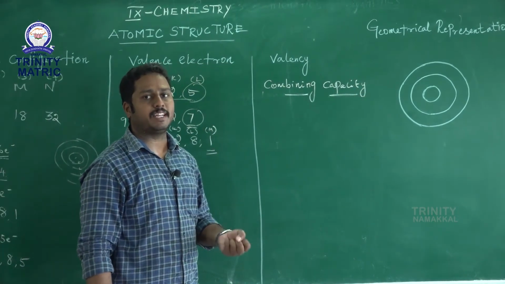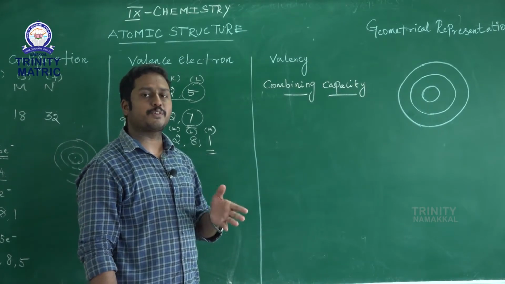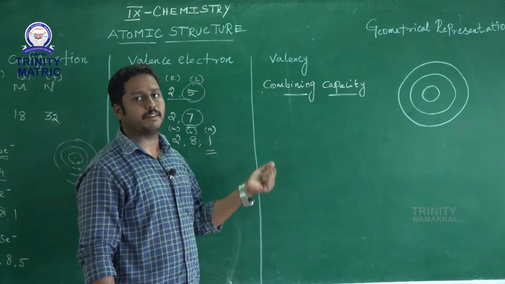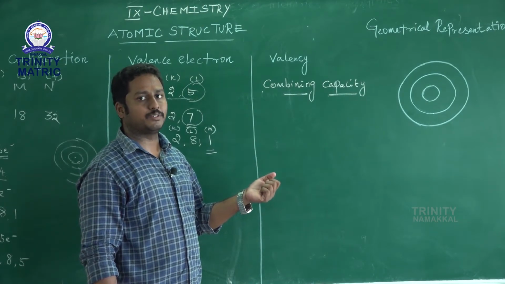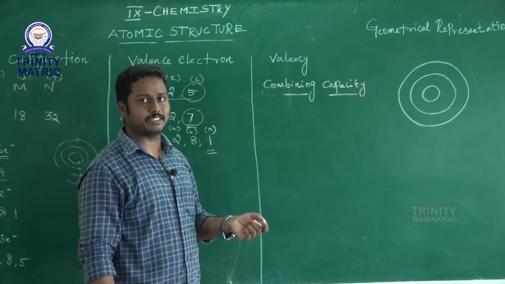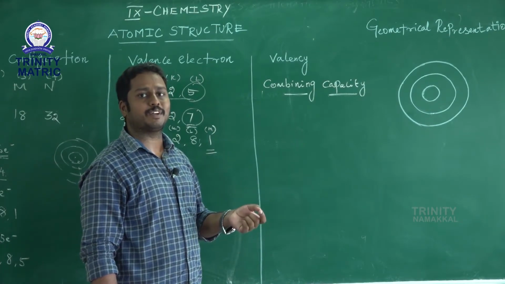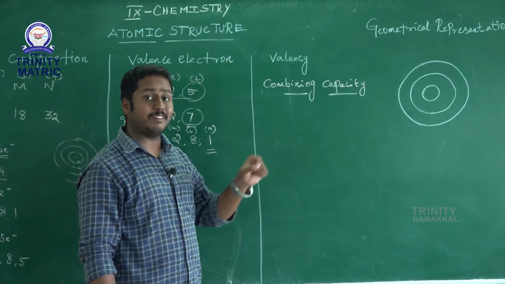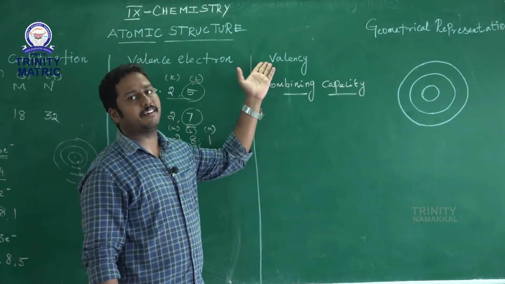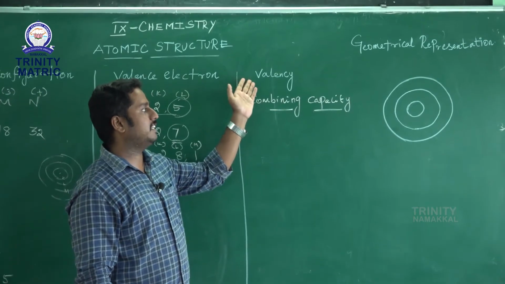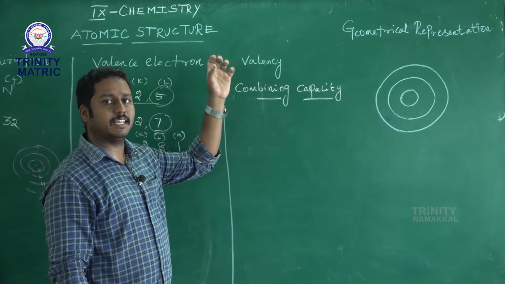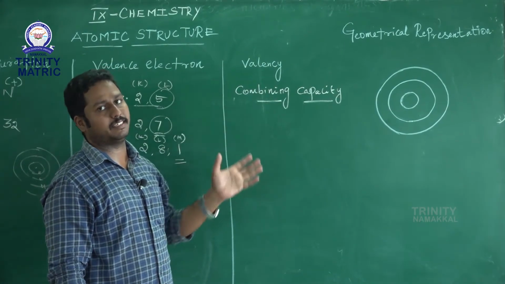So how can you find the valency, sir? If you know the valence electrons, you can easily calculate the valency of the particular element. If you know the atomic number, you can easily write the electronic configuration. If you write the electronic configuration, you can easily find the valence electrons. If you know the valence electrons, you can easily find the valency. Valency is the combining capacity of the element, and it is found with the help of the valence electrons.